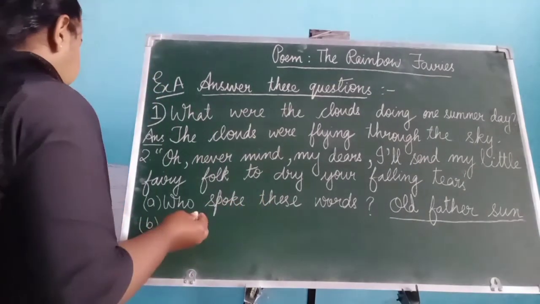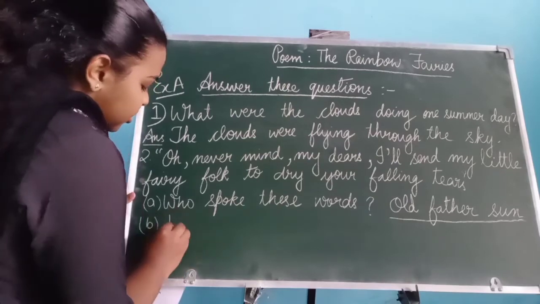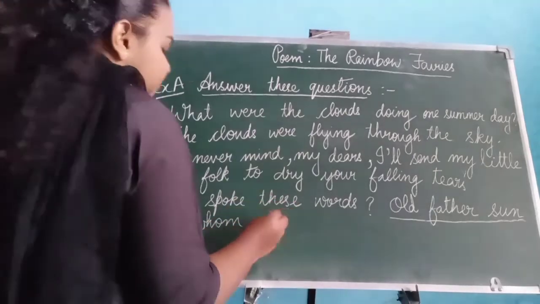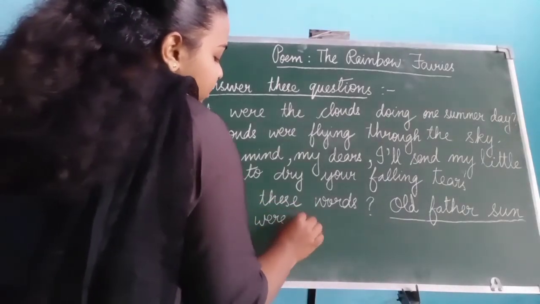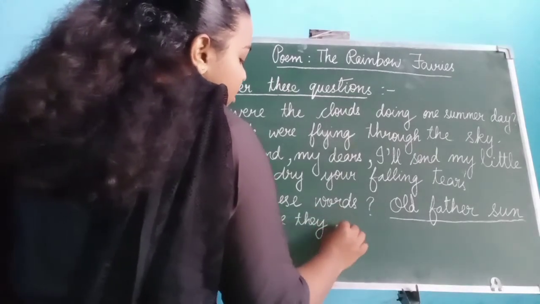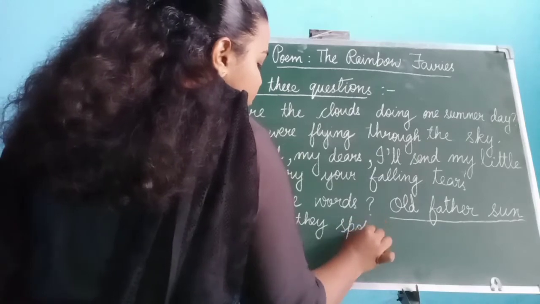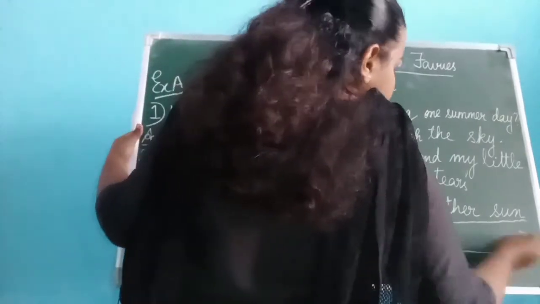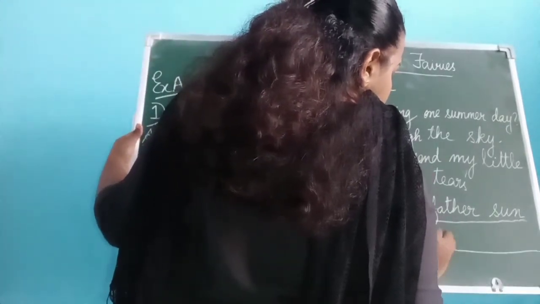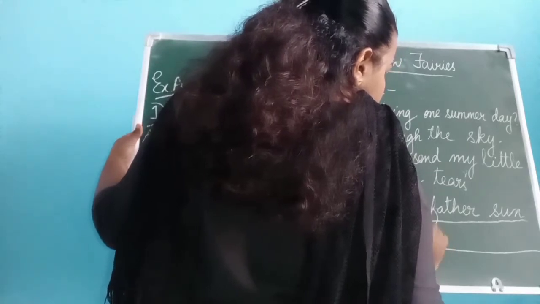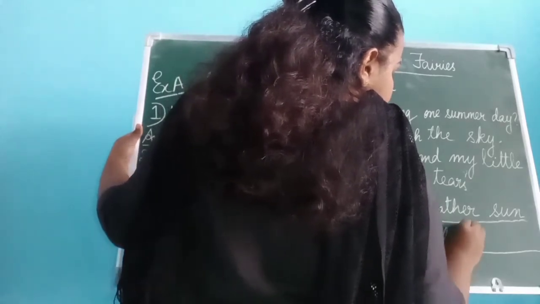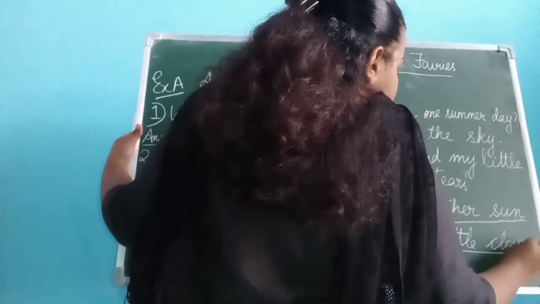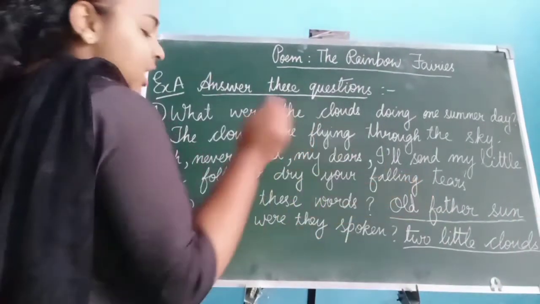Now, second question. To whom were they spoken? So what is the answer? Two little clouds. So these words were said to two little clouds.